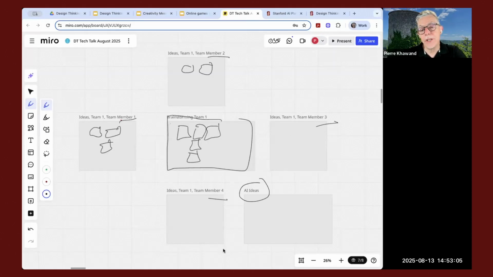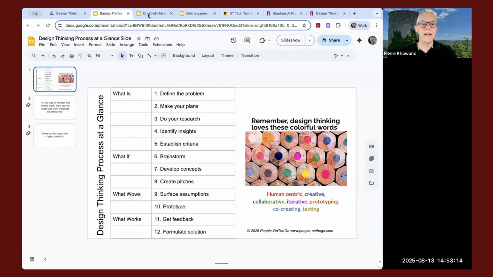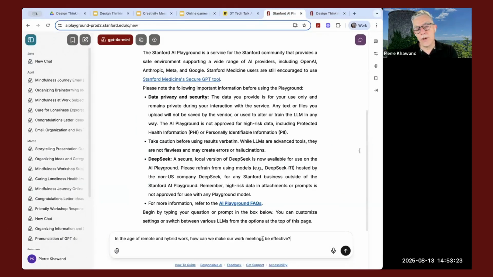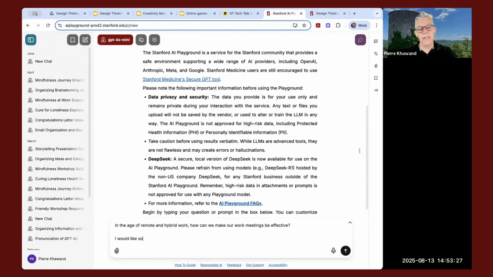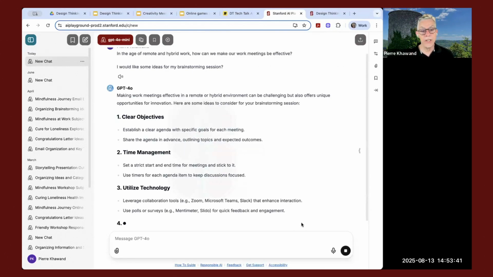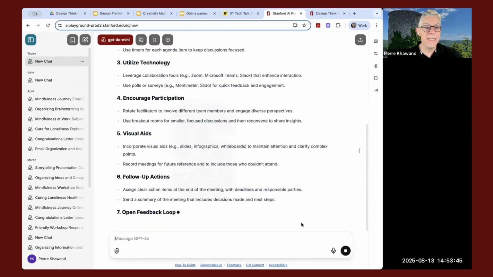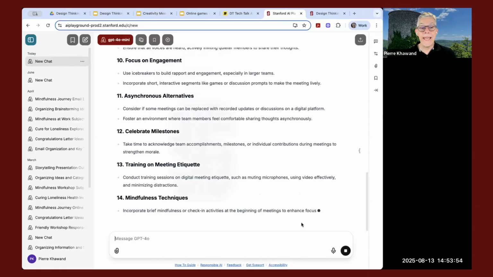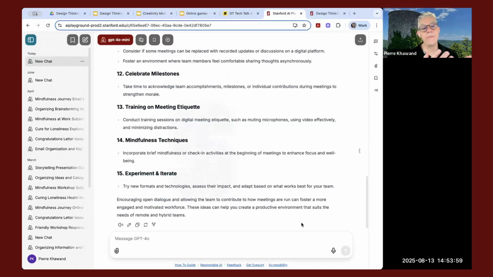So how about adding one more team member, and that can be the AI team member. Can give it a name if you want. So in the case of the question I asked, I can go to the Stanford playground and say, in the age of remote work, how can we make our work meetings effective? And I would like some ideas for my brainstorming session. And I'm likely to get some really good ideas that I can add to the board and leverage the amazing, vast amount of information that's available in the AI models. I don't want to replace my thinking with those ideas. I want to add them to my ideas. So this is where we enhance what we're all bringing, and we have AI be just another partner in our brainstorming.